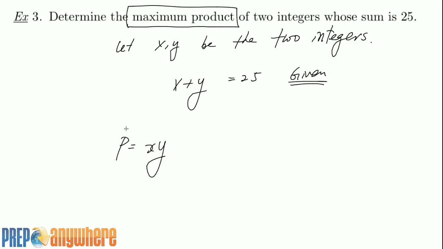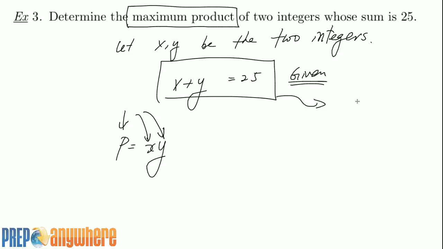Now we created a relationship between p, x, and y. In quadratic equations, usually it's a relationship between two variables, like x and y, right? This has 3 right now. Is it possible to get rid of one of the variables here? Yes. We can use this given condition, and from there we can come up with a relationship between y and x. Okay, and y is 25 minus x.